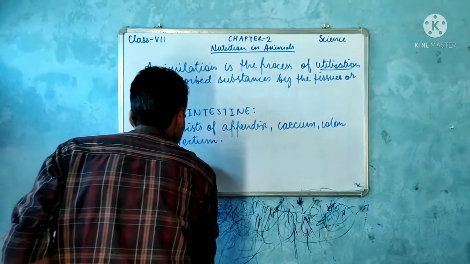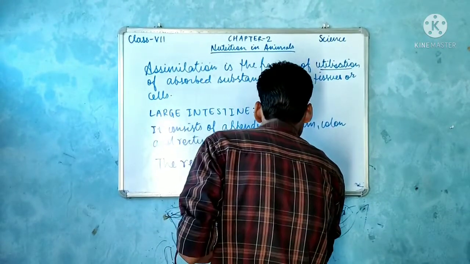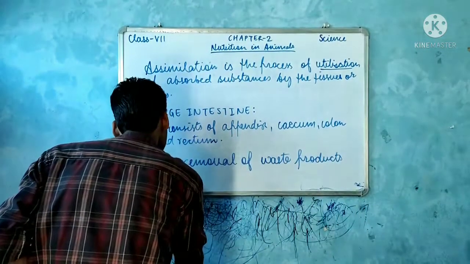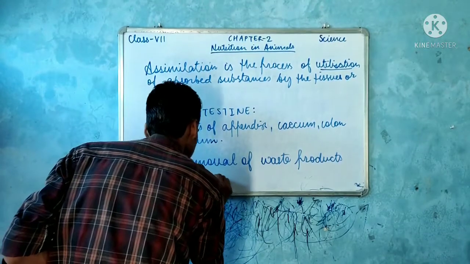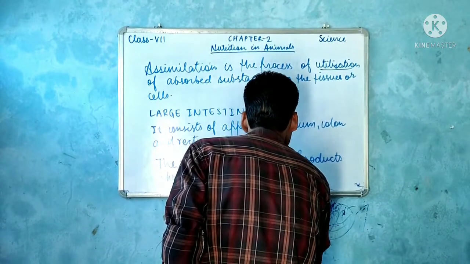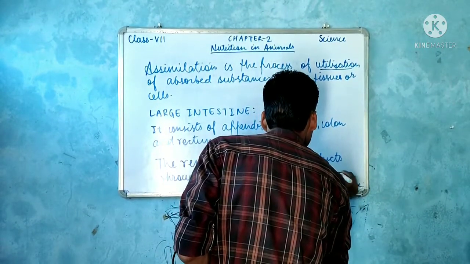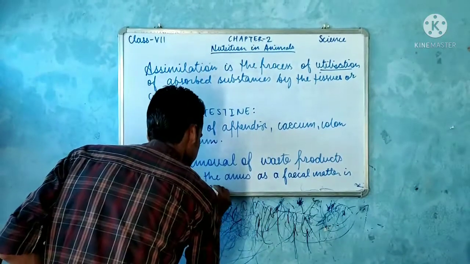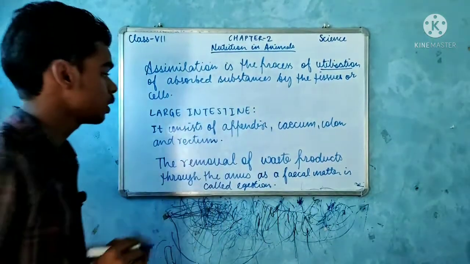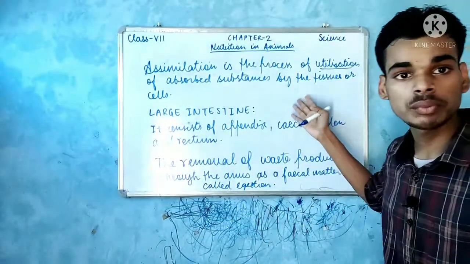The removal of waste products through the anus as fecal matter is called egestion. So this is the whole process of nutrition in humans.